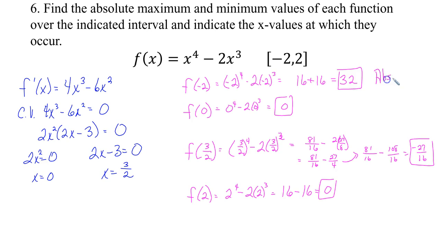So here is my absolute max of 32 at x is equal to -2, and this is my absolute minimum value, -27/16, and it occurs at 3/2. You shouldn't be terribly surprised to find at least one of your critical values is going to produce for you either a maximum or a minimum. All right, I think we have two more problems.